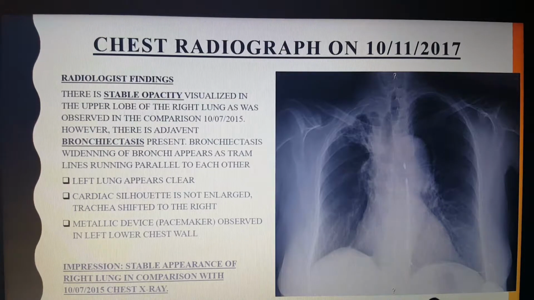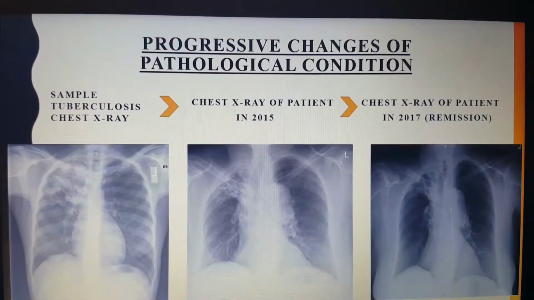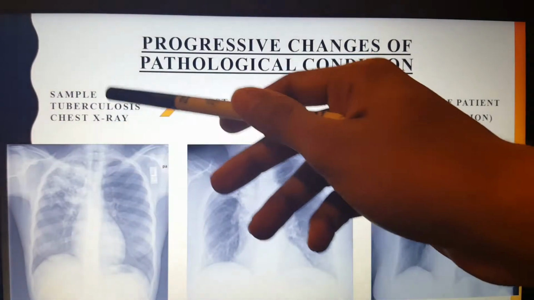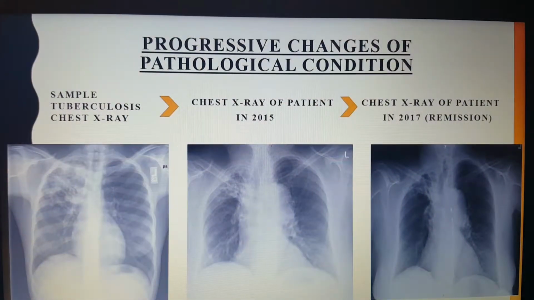So what I did next was that I put together the chest X-rays done in 2015 and 2017 with a chest X-ray. This is not the patient's chest X-ray. This is a sample chest X-ray showing active tuberculosis. I did this basically to show the progressive changes of the pathological condition seen in the patient.